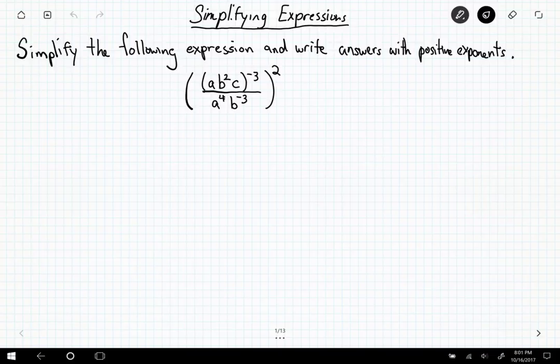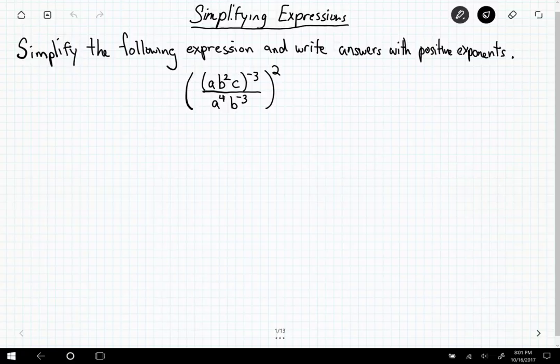So we have a times b squared times c raised to the negative 3 power divided by a to the fourth and then b to the negative 3 power down below, and that whole quantity is squared. So taking a look at this, how do we actually go about it? Well, usually what we do is we start with the parentheses and kind of work from there.